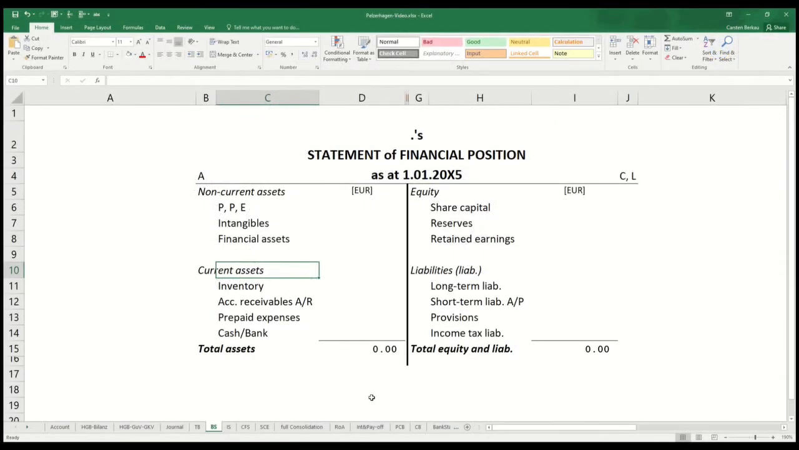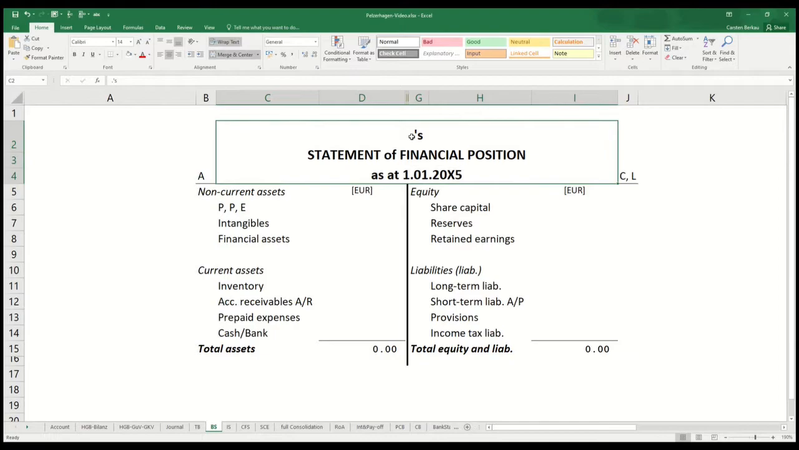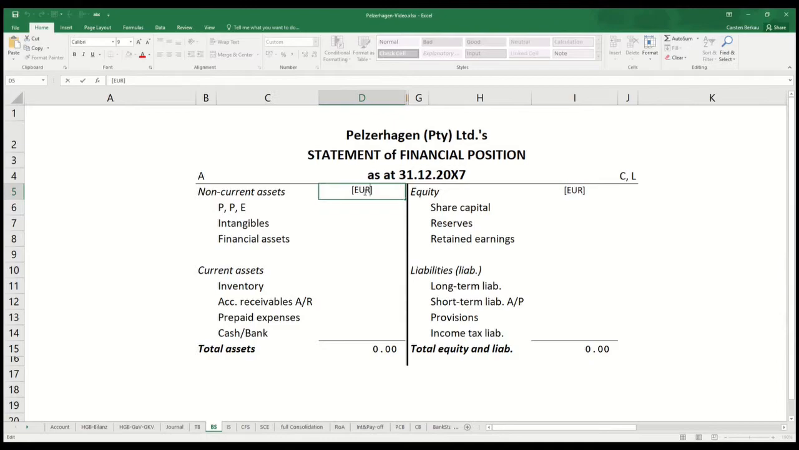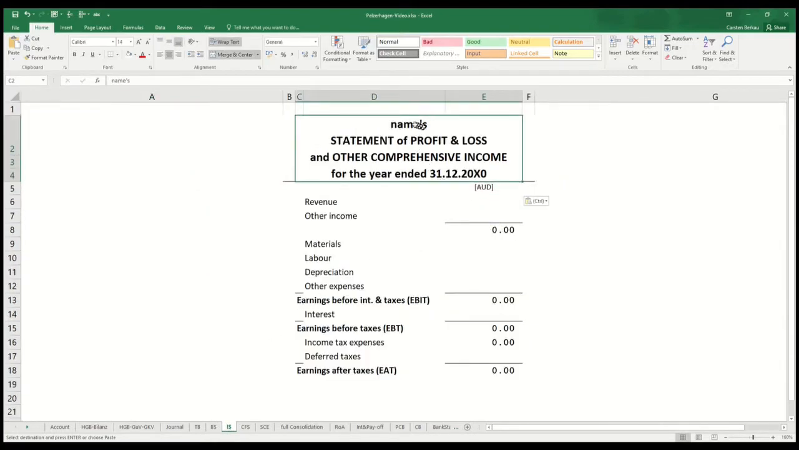So in the case study Pelzerhagen, we have to prepare the balance sheet as well as the income statement. So we have to prepare both of them. We find them in this Excel sheet. So I just enter the name of the company, Pelzerhagen Proprietary Limited. The company is similar to a German GmbH, and we discuss the balance sheet in 2007, which we record for the balance sheet date, which will be the 31st of December. Now in this case study, the reporting currency is the Australian dollar. We copy the currency to the income statement and we enter the name as well.